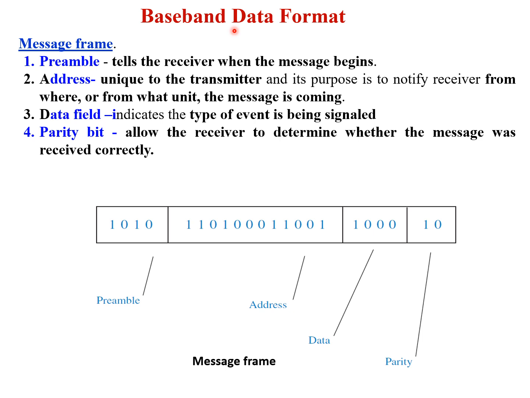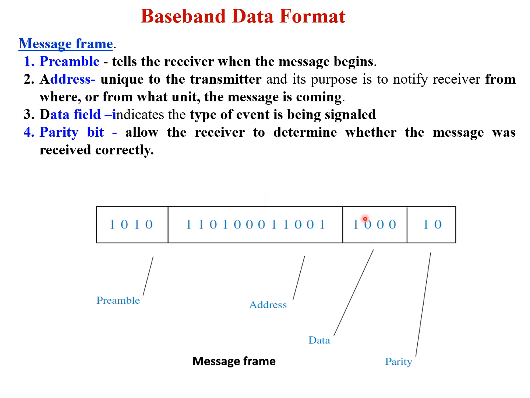Let us see the baseband data format. This is a message frame which consists of four fields: preamble field, address field, data field, and parity bit. What is the preamble field? The preamble field tells the receiver when the message begins. Then the address field is used to identify the address that is unique to the transmitter, and its purpose is to notify the receiver from which unit the message is coming.